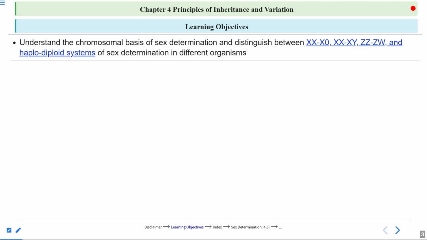So what are the objectives of today's session? Today we'll be discussing the sex determination mechanism. We will understand the chromosomal basis of sex determination, or you can say genetic basis of sex determination, and we will distinguish between different kinds of sex determination mechanisms, which are XX and XO, then XX and XY, ZZ, ZW, and haplodiploid system. So we'll talk about these sex determination types.